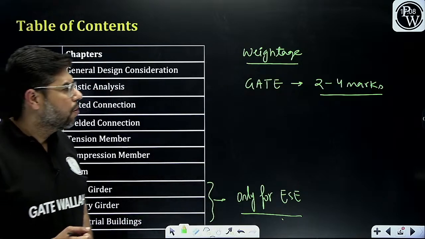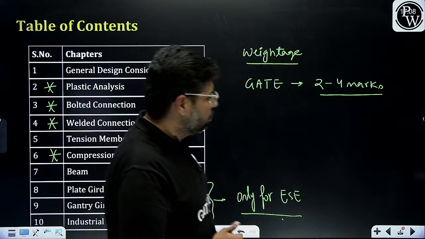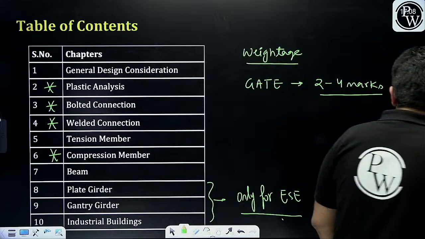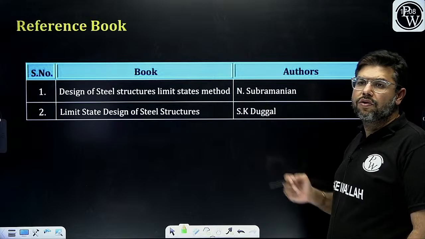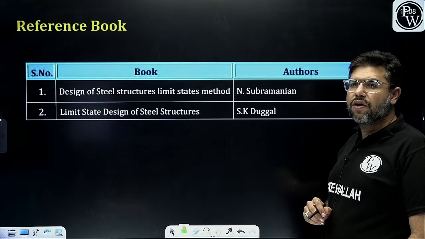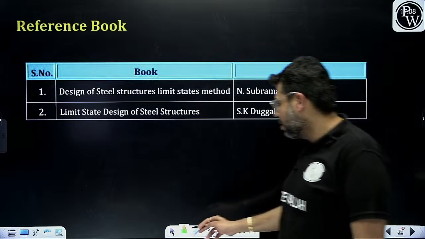Okay. You might have read Design of Steel Structures in your college also. What are the important books that you can follow? One book is Design of Steel Structures, Limit State Method by N. Subramanian. This is the Bible here.